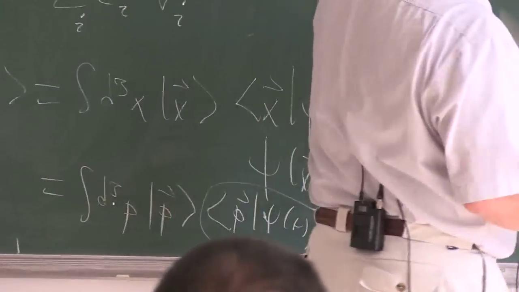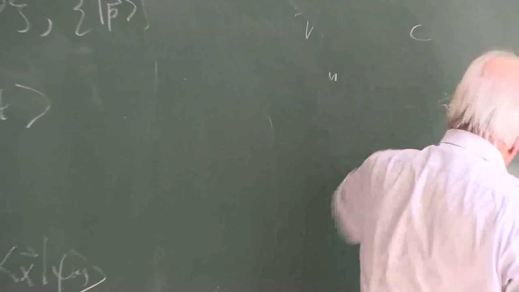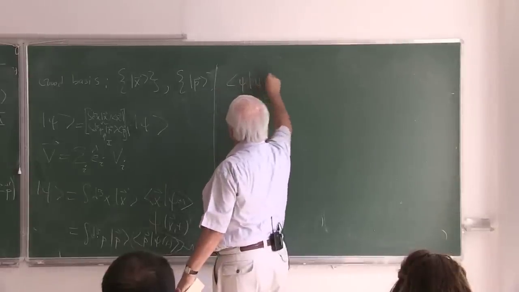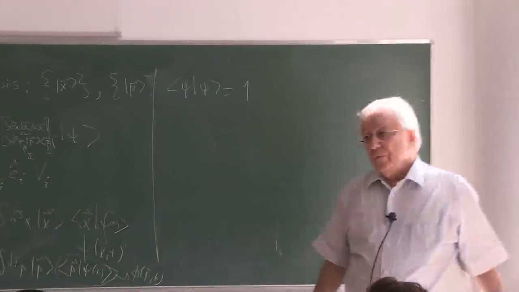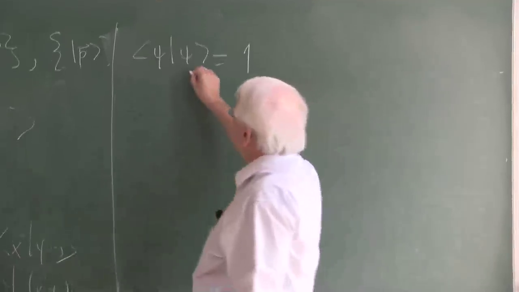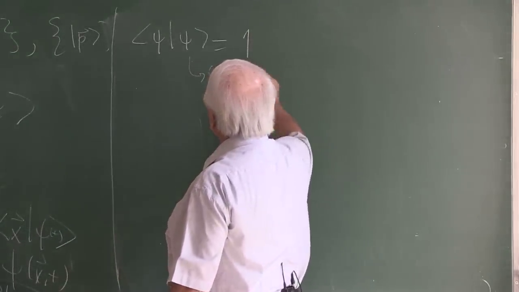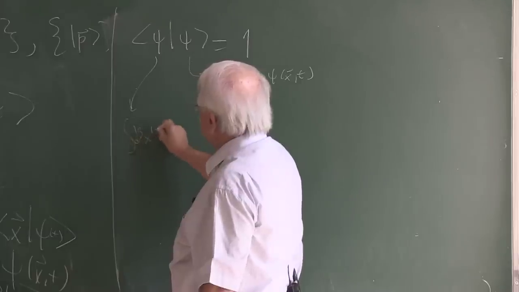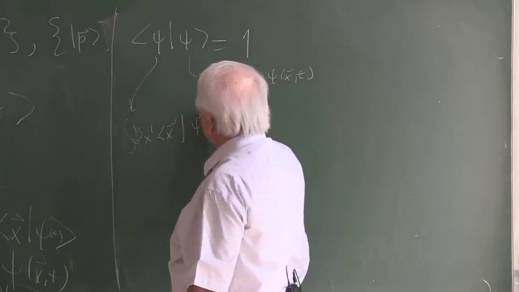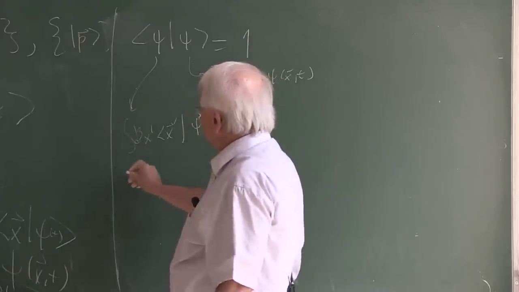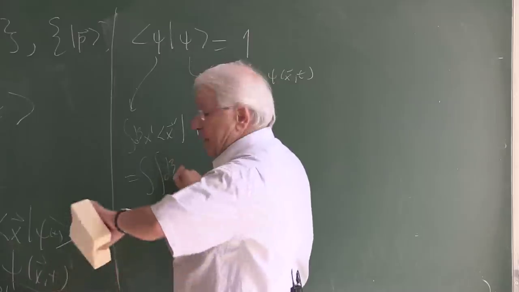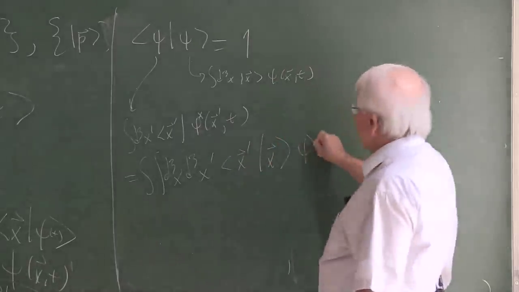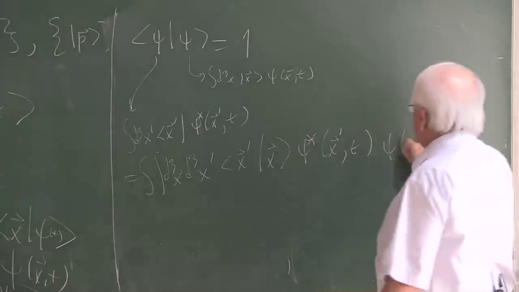Perhaps one last thing in this general formulation is, how do I define the normalization? The normalization is defined as such: <psi|psi> = 1. Now if I substitute these explicit expressions in here, d cube x, |x>, psi of x,t, and here the conjugate of it, d cube x prime, psi star of x prime,t, what do I get on the left hand side? I get d cube x, d cube x prime, <x'|x>, psi star of x prime,t and psi of x,t.